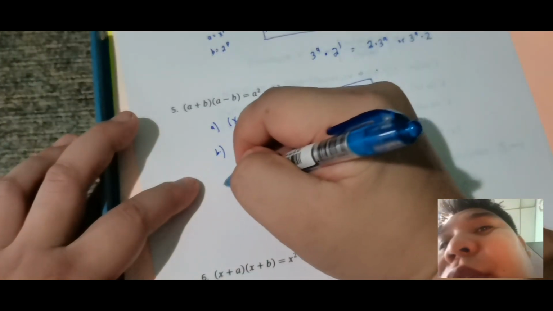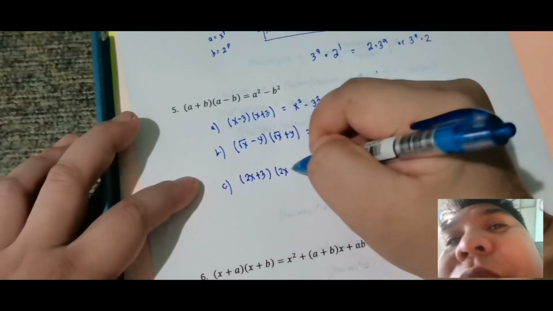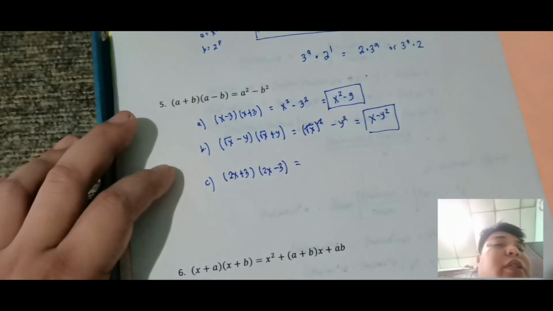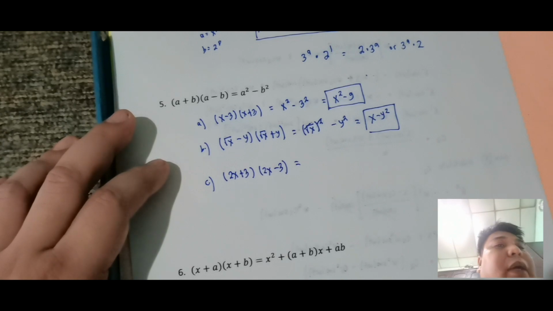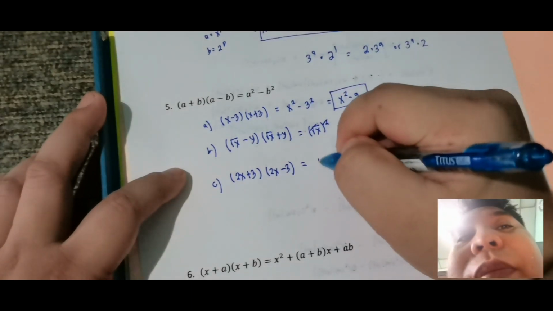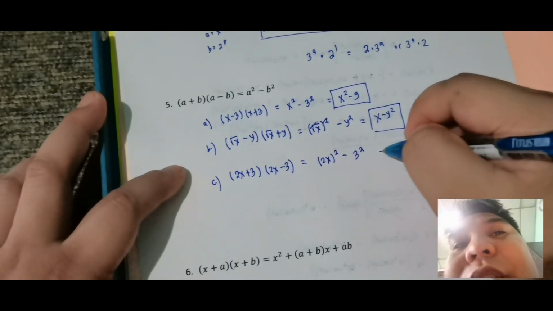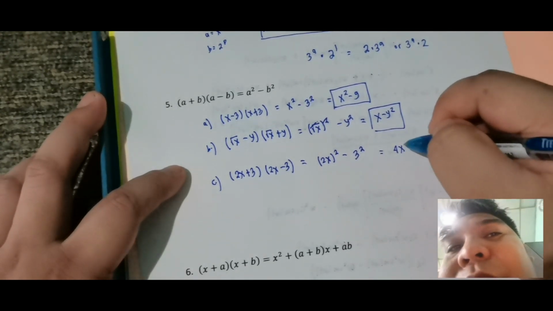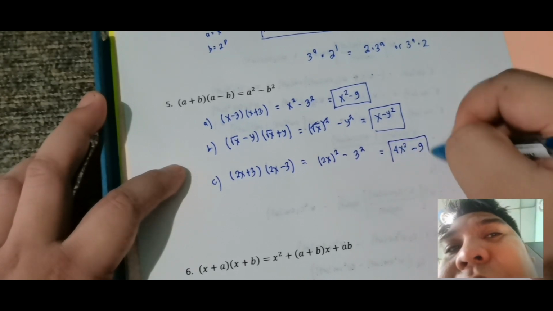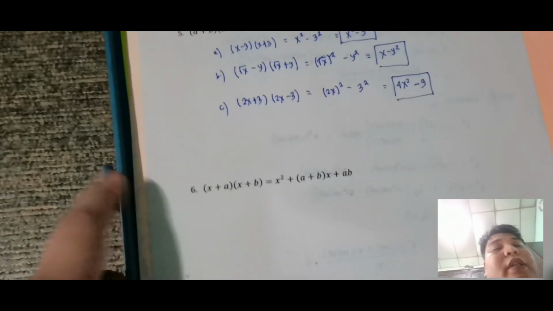So sir, lagyan mo ng letter. O letter C. For example, 2x plus 3, then 2x minus 3. So first term is 2x parehas, second term is 3, then positive, negative yung sign sa gitna. So therefore, pwede natin gamitin si rule number 5. So this is only equal sa 2x raised sa 2 minus 3 raised sa 2. So therefore, this is equal sa 2x raised sa 2 is 4x squared minus 9. So ganun siya kasimple. Okay, so napakasimple lang ng number 5. Check mo lang yung first term, second term, then magkaiba ba ng sign sa gitna. So plus minus ba.